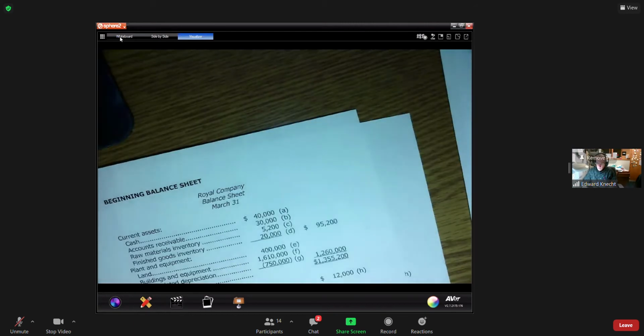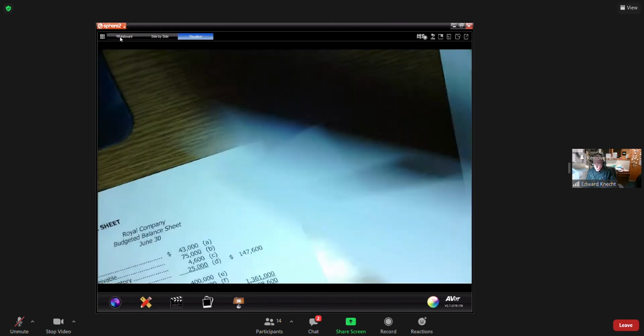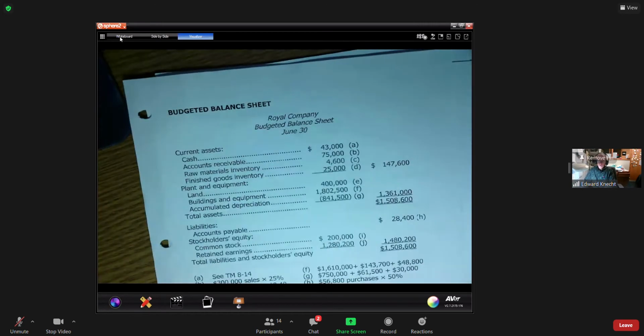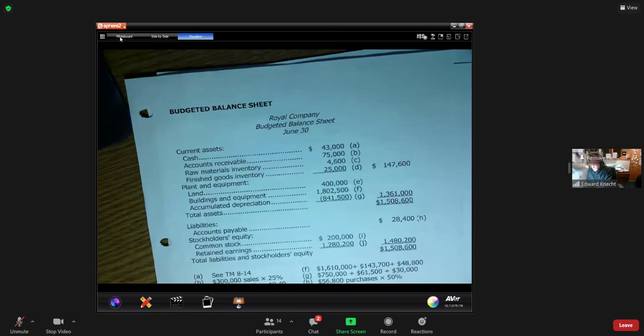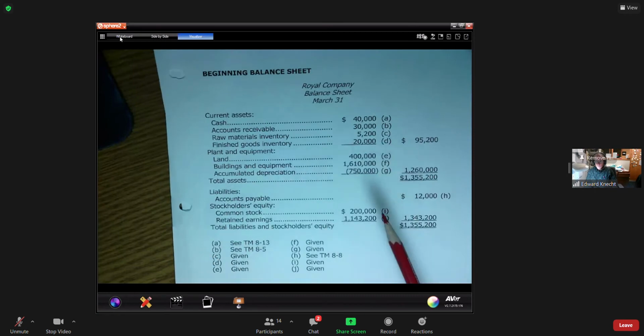Why do I have two? One's March, one's June. Is there going to be just those two? They didn't have April's, right? They had March, because I guess that's the beginning balance. This would be the beginning balance sheet for the quarter, and this is the ending balance sheet for the quarter, because this is June the 30th, last day. Well, March the 31st, April 1st is going to be the same thing.